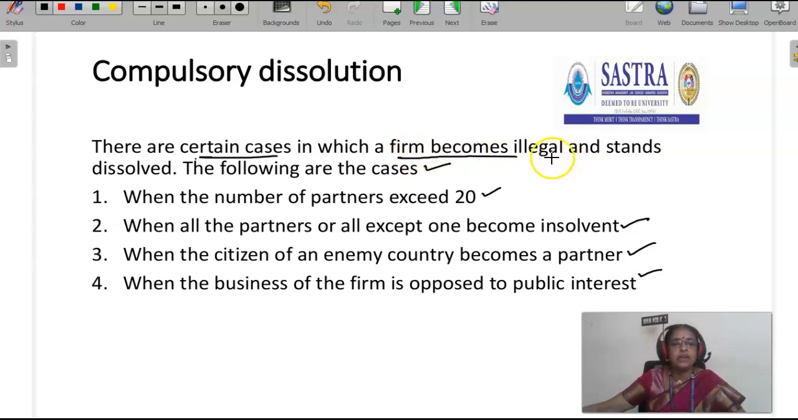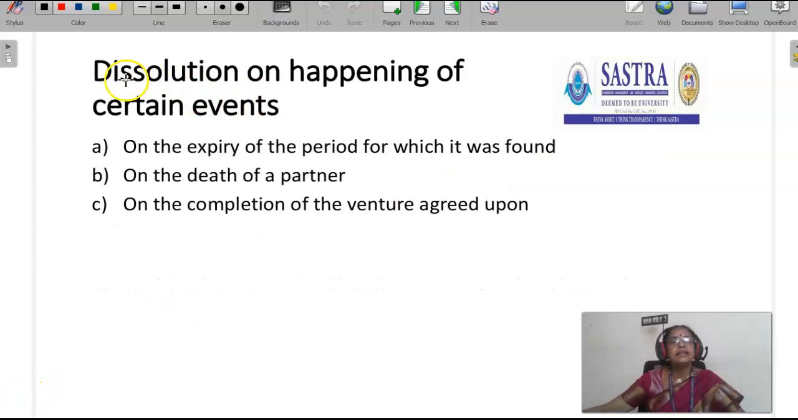and so it has to be dissolved. Next, dissolution on happening of certain events: on the expiry of the period for which it was formed, on the death of a partner, sometimes the partnership firm comes to an end. Then on the completion of the venture agreed upon. They started the partnership for completing a certain venture. If the venture is over, then naturally they dissolve the partnership firm.